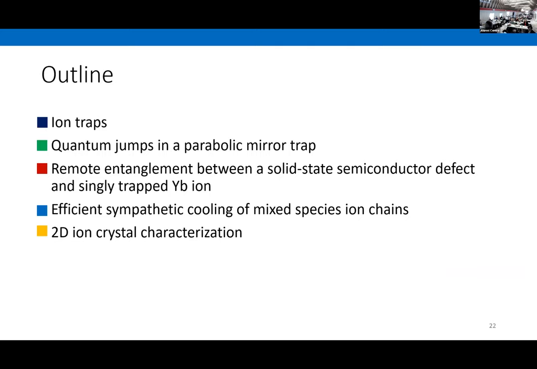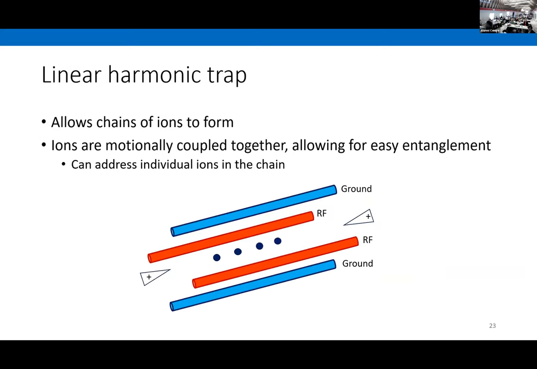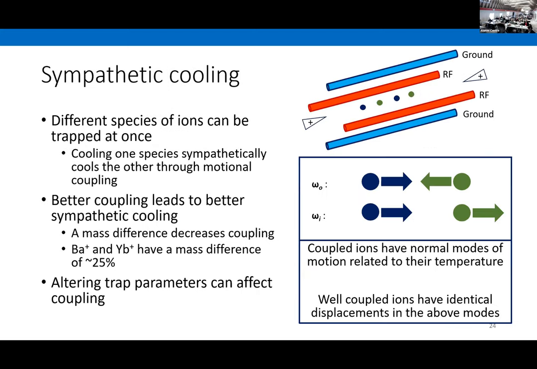Switching gears, I will now be talking about Ludmila's work with efficient sympathetic cooling in mixed species ion chains. Ludmila is working with a linear harmonic trap, which briefly showed up in Boris's slides. In this trap, we've got two long rods with an RF applied to them and then two long grounded rods. This creates a potential in the middle that allows linear chains of ions to form. You can also trap different species of ions within this chain, and then sympathetically cool one species by directly laser cooling the other, and the motional coupling between the two different species of ions cools the other one as well.